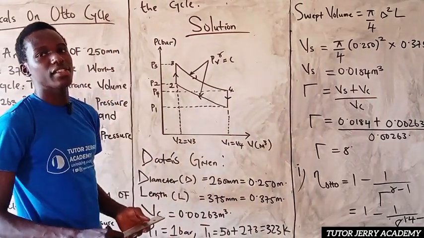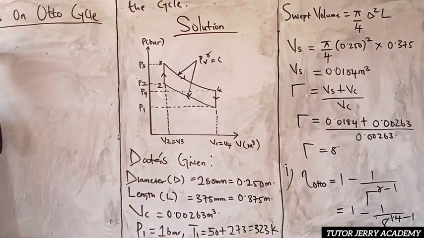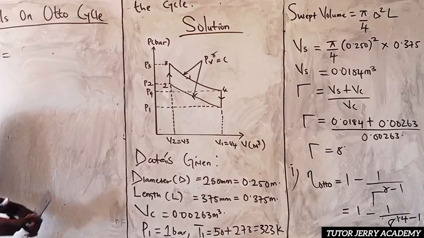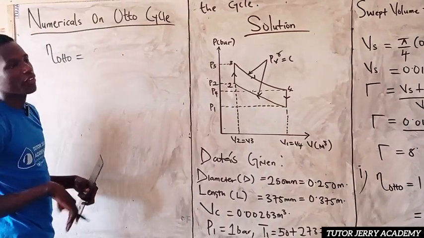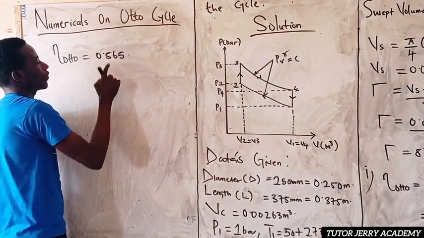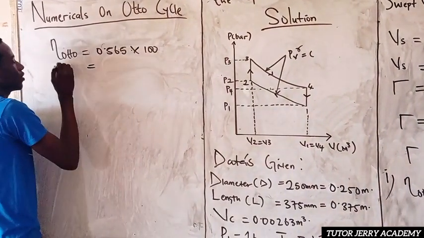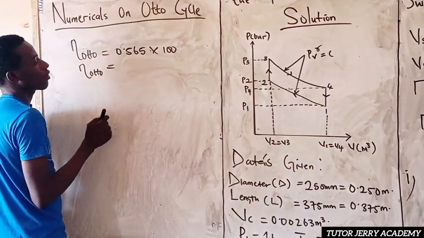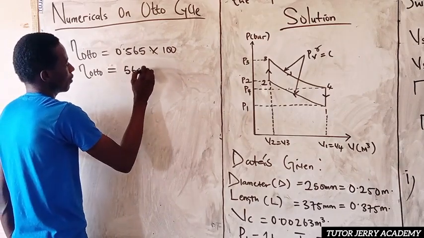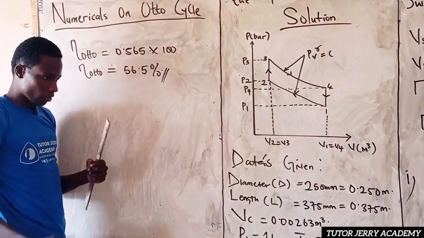Let's do that and get the answer. Our efficiency now will be equal to what? If you press that in your calculator, our efficiency will be 0.565. Of course, we are not leaving it like this. We are going to multiply it by 100. So the efficiency of the Otto cycle will be equal to 56.5%. This is the air standard efficiency of the Otto cycle.